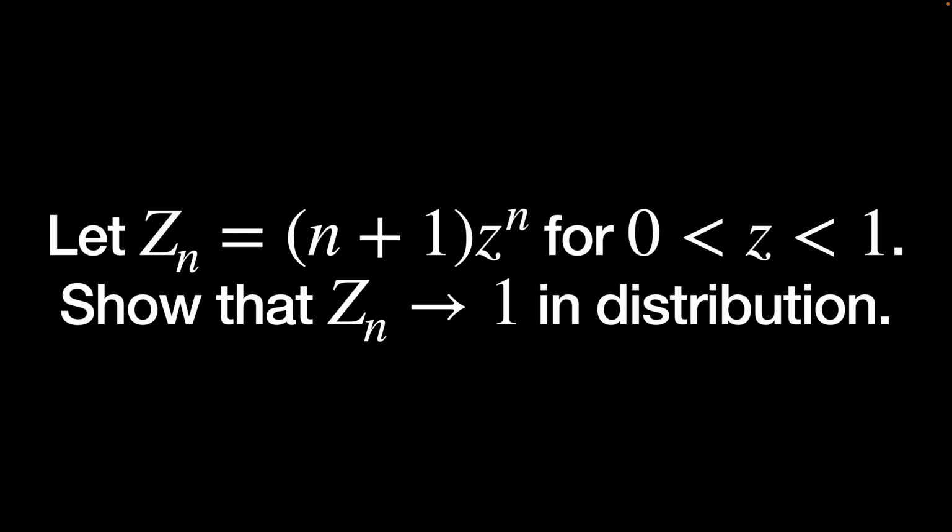If we let Z_n be the random variable with the probability density function (n+1) z^n for 0 < z < 1, and we want to show that Z_n converges to 1 in distribution, we can start by doing the following.